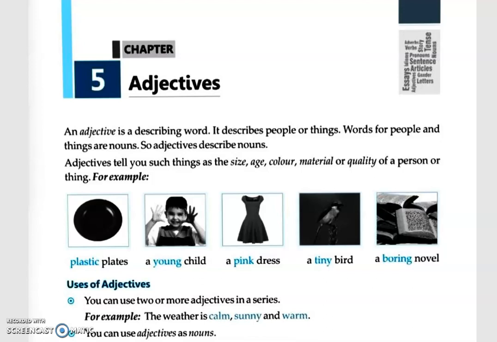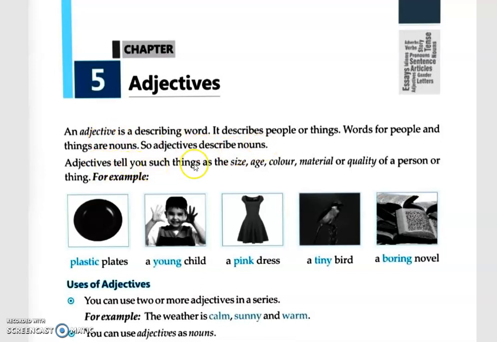An adjective is a describing word. It describes people or things. Words for people and things are nouns. So adjectives describe nouns. Okay, so this is describing. This means it gives us more information about a noun. Words used to describe people and things are used to describe nouns. So we can simply say an adjective describes nouns.